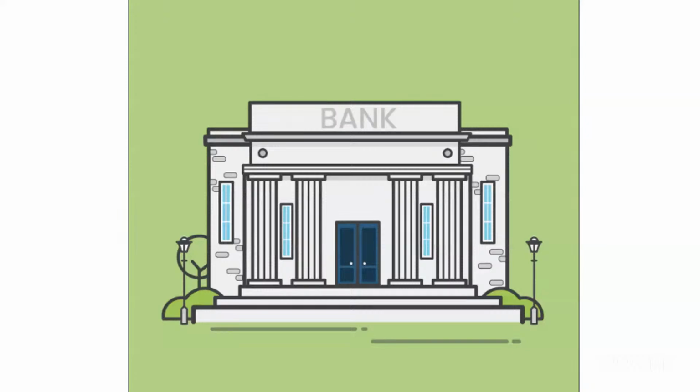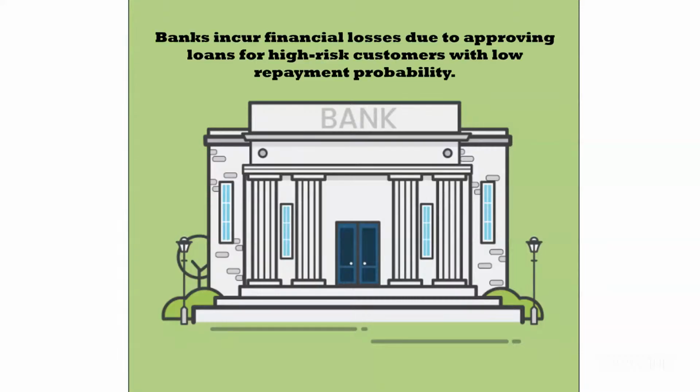So the next is the banking domain. Earlier was retail. In the banking domain, this is a common problem, right? Banks incur financial losses due to approving loans for higher risk customers with low prepayment probabilities. Yeah, you're describing a real problem that happened in 2008, right? Right, recession.